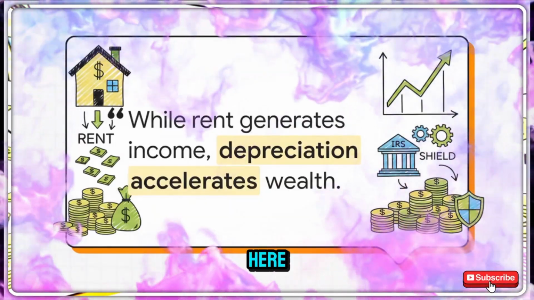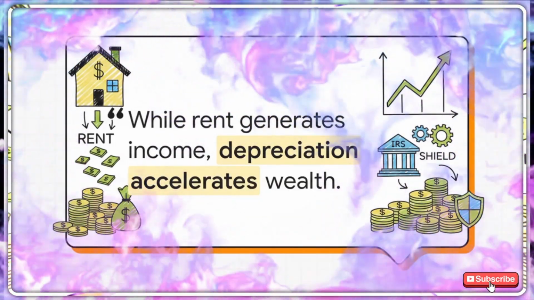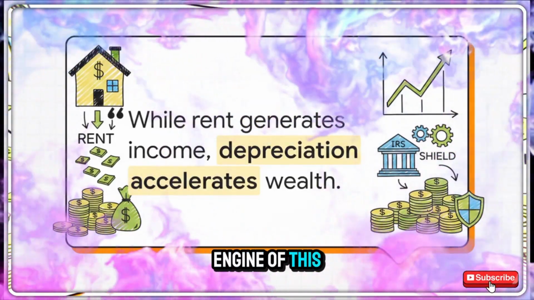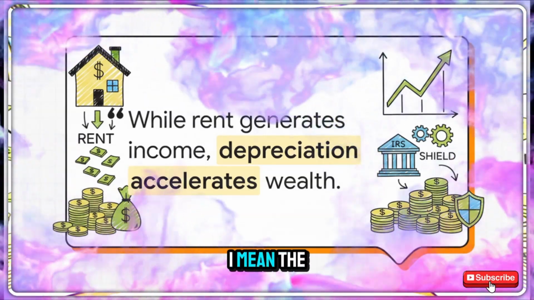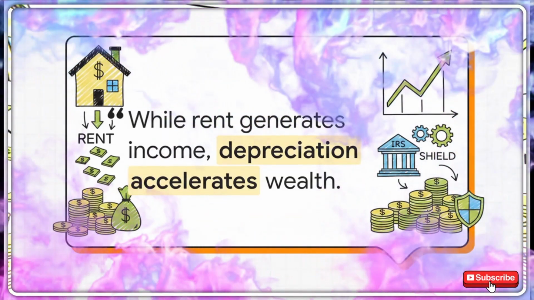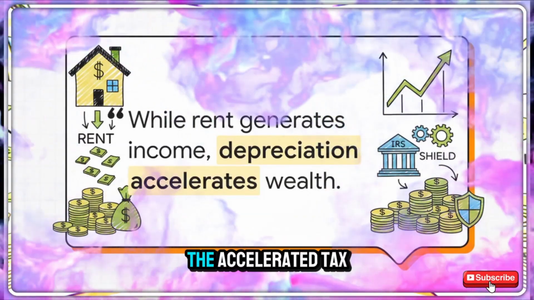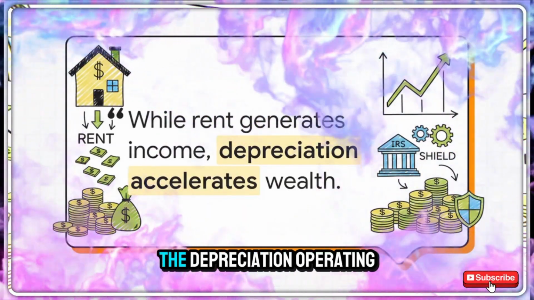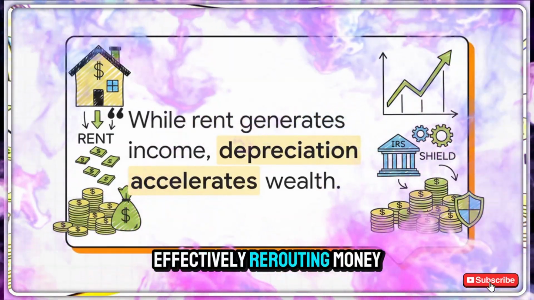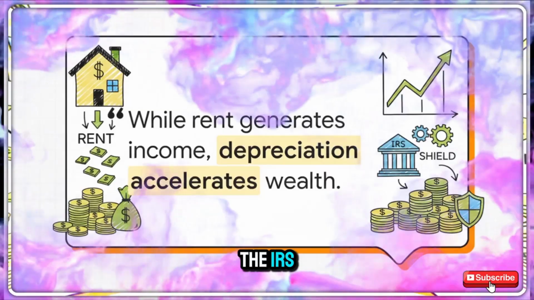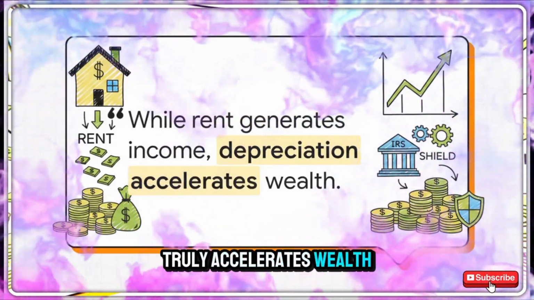This quote right here perfectly synthesizes our entire analysis today. The true financial engine of this tier of real estate investing is not the monthly rent check. I mean, the rent check is nice, sure, but it's really just what keeps the asset stable and pays the mortgage. The accelerated tax shield, the depreciation, operating silently behind the scenes, effectively rerouting money that would have gone straight to the IRS back into your own pocket, that is what truly accelerates wealth.